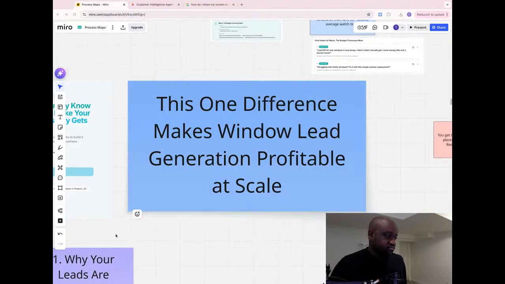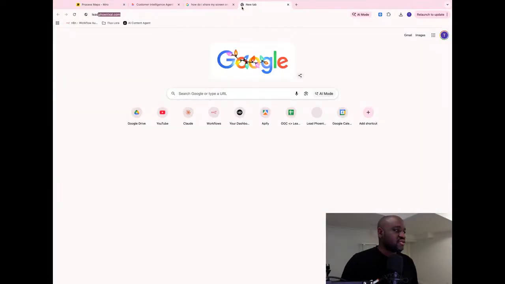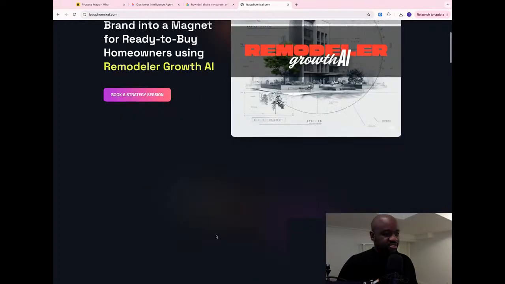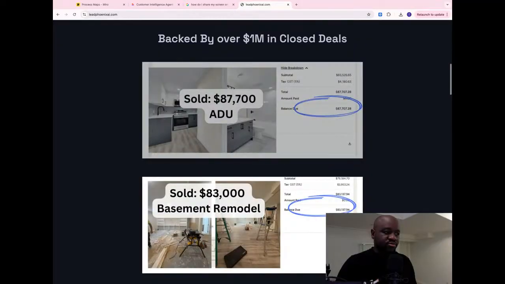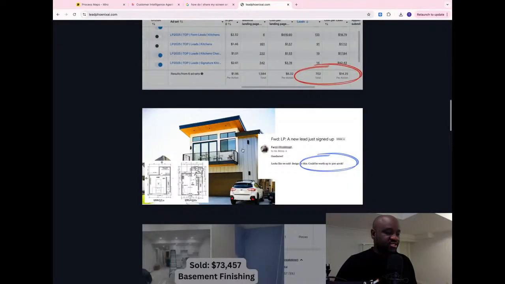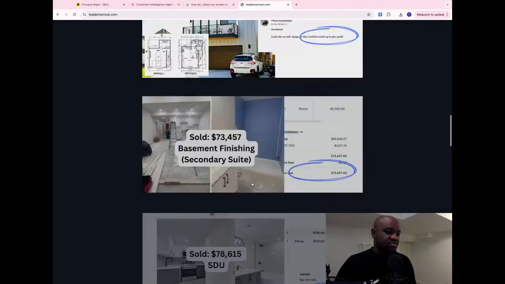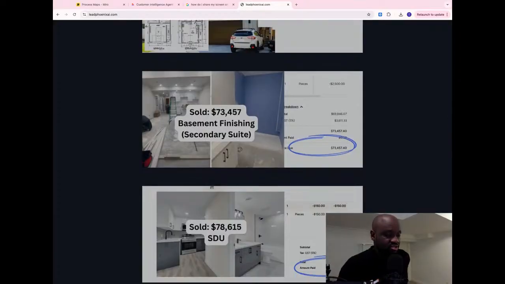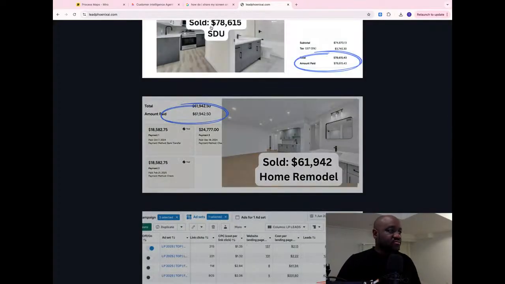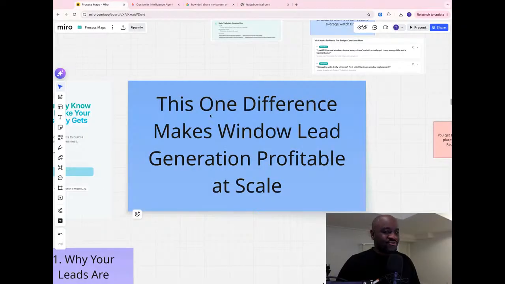All right, so basically, I'm talking about this one difference that makes window lead generation profitable at scale. I'm with Lead Phoenix AI. We've generated thousands and thousands of leads in the home remodeling, home services space. You can go to our website and see what we do here. We've generated over $1 million in signed contracts just this year alone. So again, just to show that at least we know what we're doing. In this video we're talking about the one difference that makes window lead generation profitable at scale.